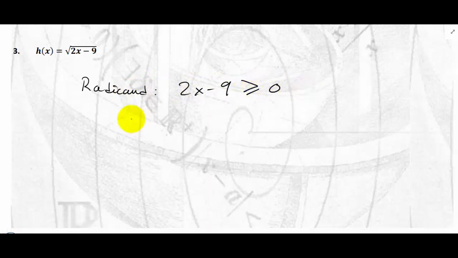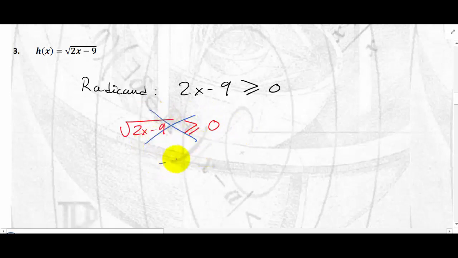It's 2 right here. So I have to make sure that my radicand, this is the radicand, is 2x minus 9, and that this is positive or equal to 0. Now be careful, guys. Very often I will see this at the beginning of this problem, and this really makes no sense.